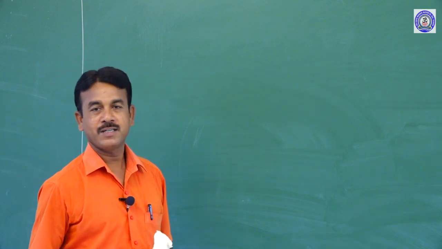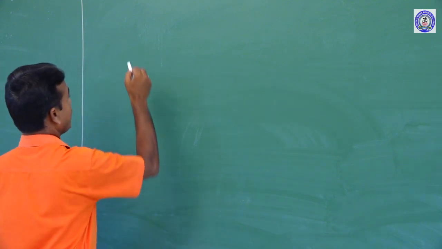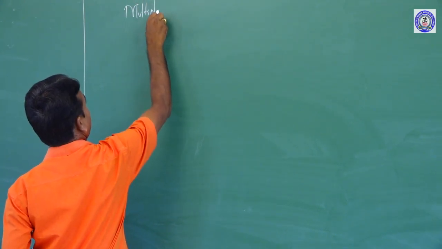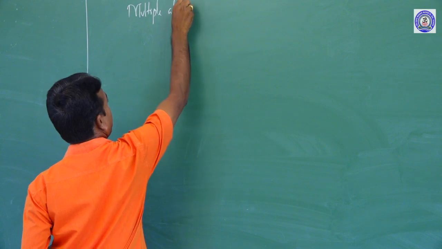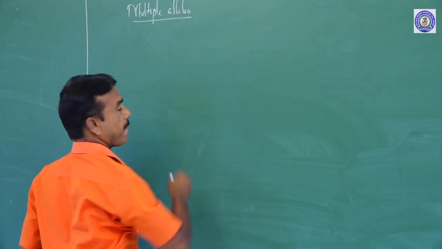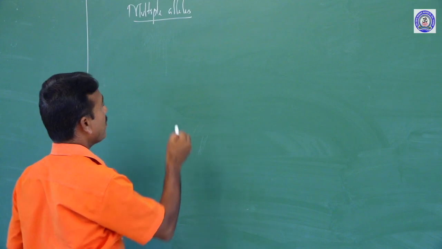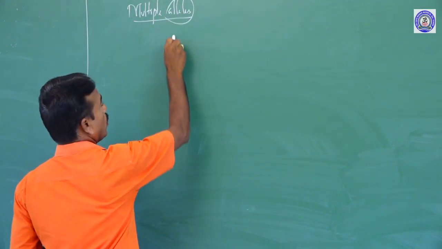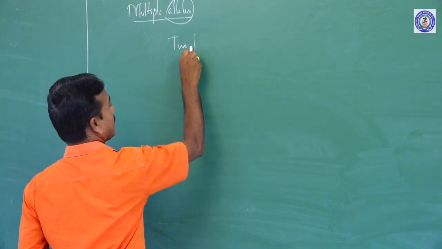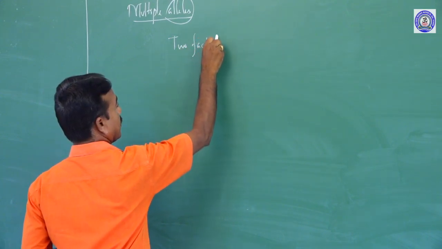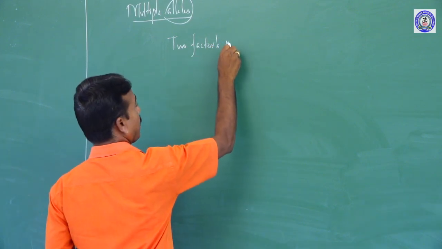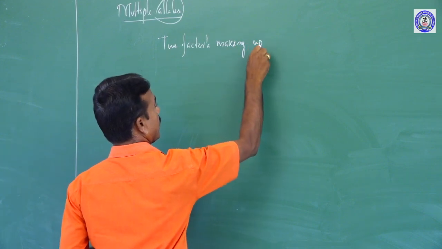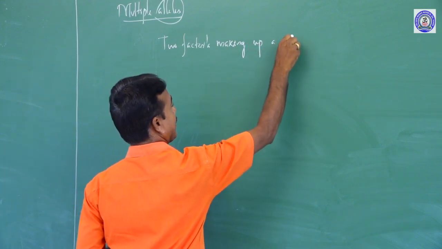Now, what is the title? Multiple alleles. First of all, what do we mean by alleles? That means two factors making up a pair of contrasting characters.